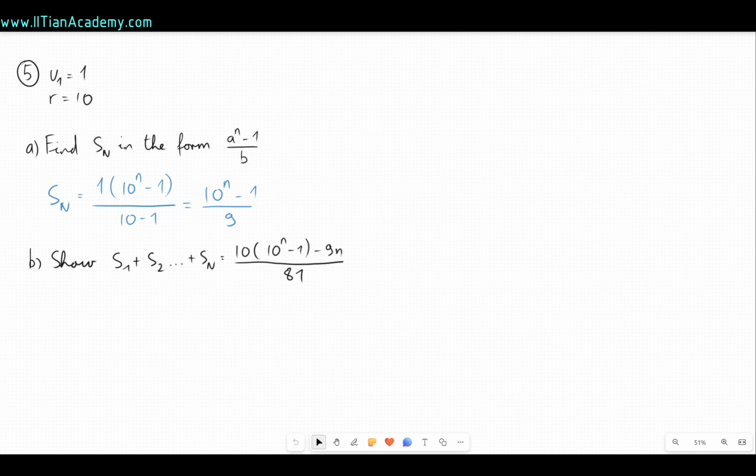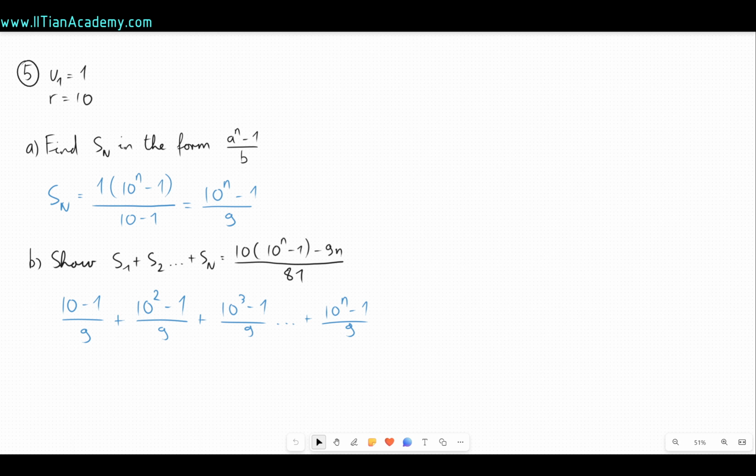So the S1, we know from part A the general formula for Sn. So S1, we just plug in n equals 1. So we have (10 minus 1) over 9. And then S2, we can do the same. So (10 to the 2 minus 1) over 9 plus (10 to the 3 minus 1) over 9. And this is all the way to the nth term over 9. And we have to see what this is equal to.